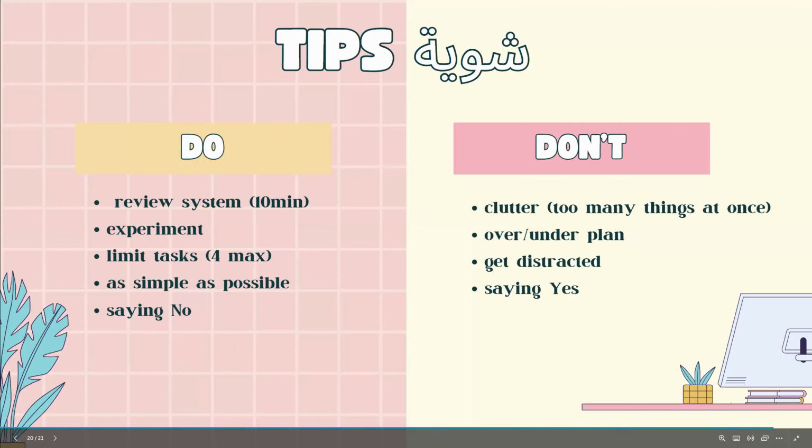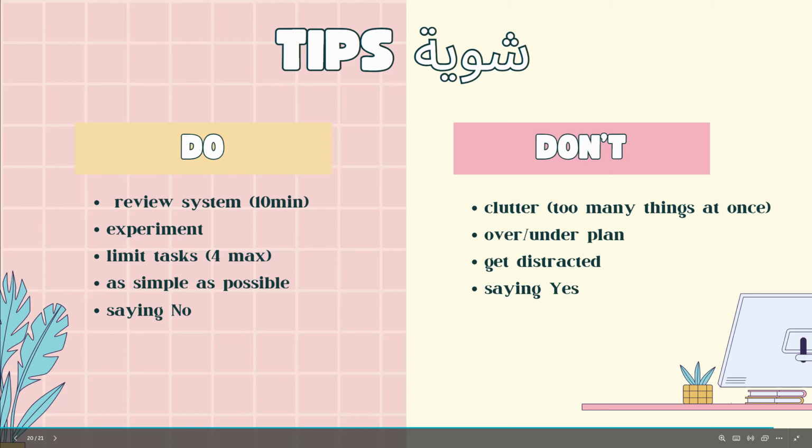So a few tips. You can have a review every week or so in your system, and it shouldn't take more than 10 minutes. Once you set up your system, you should be able to get back into it and review it for 10 minutes, either every day or every week, depending on what you set up. You can experiment as much as you like. This is why I told Selena, just try it for a month. Maybe it would be better to keep it separate.